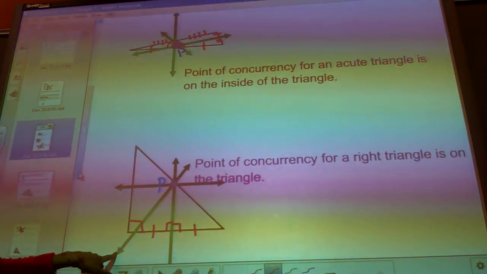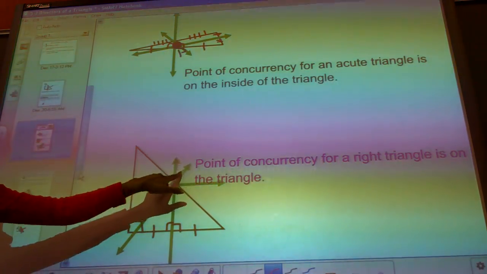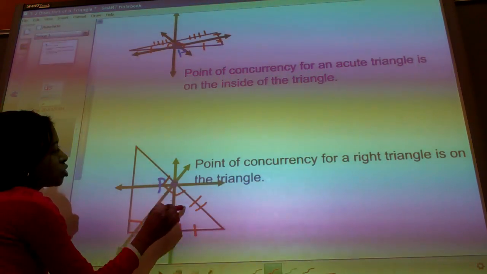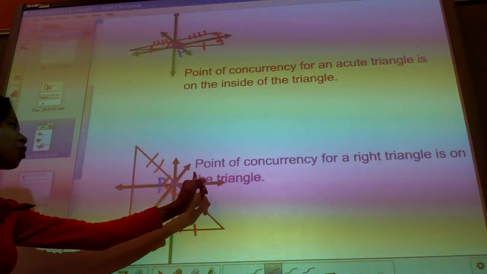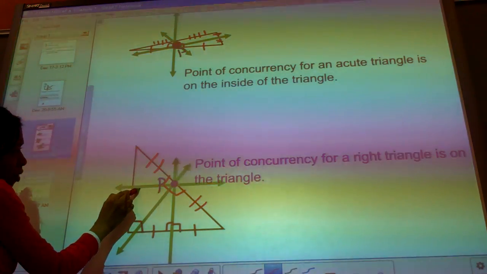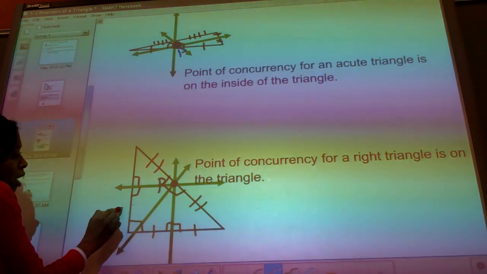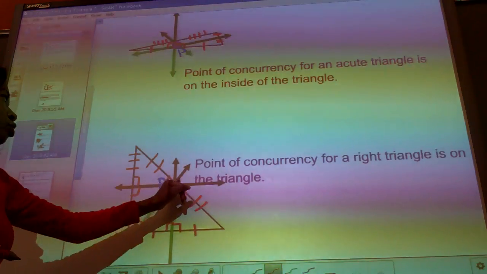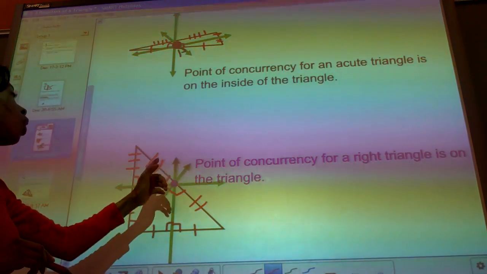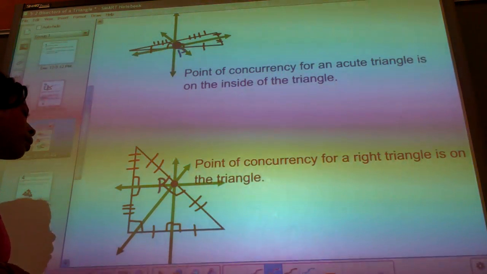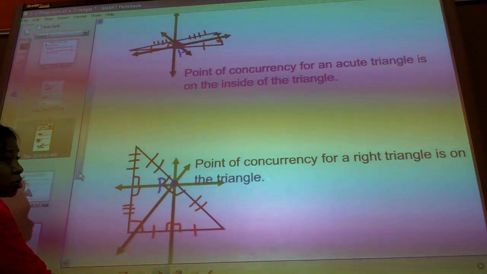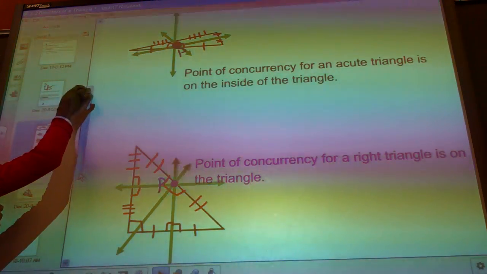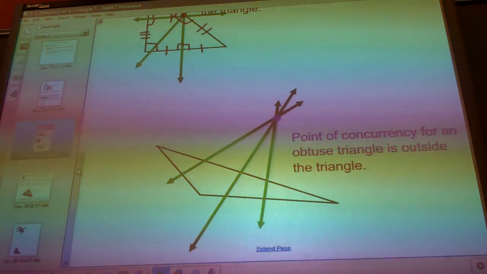This was just rather close. But this second green perpendicular bisector again forms two right angles, and these two segments are congruent. And then the third one is here. Here are my perpendicular lines and my two congruent segments. But again, on the right triangle, the one place that the three perpendicular bisectors intersect is called the point of concurrency, and on the right triangle, it will be on the triangle.